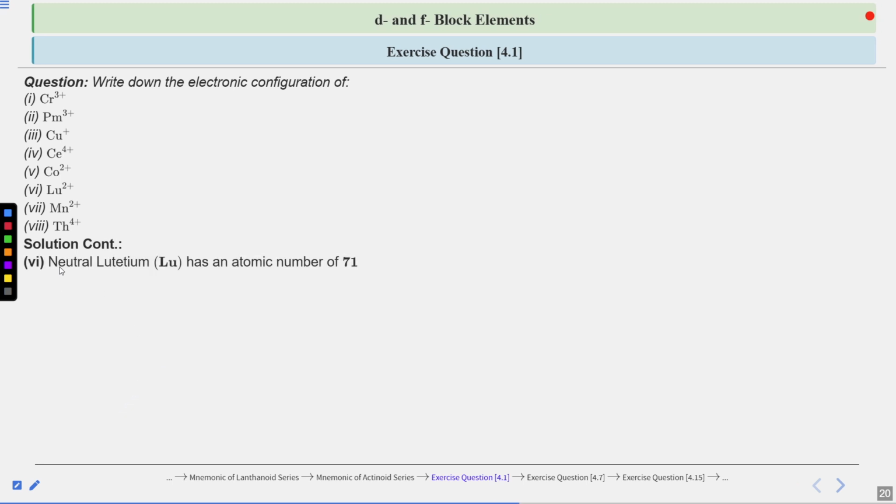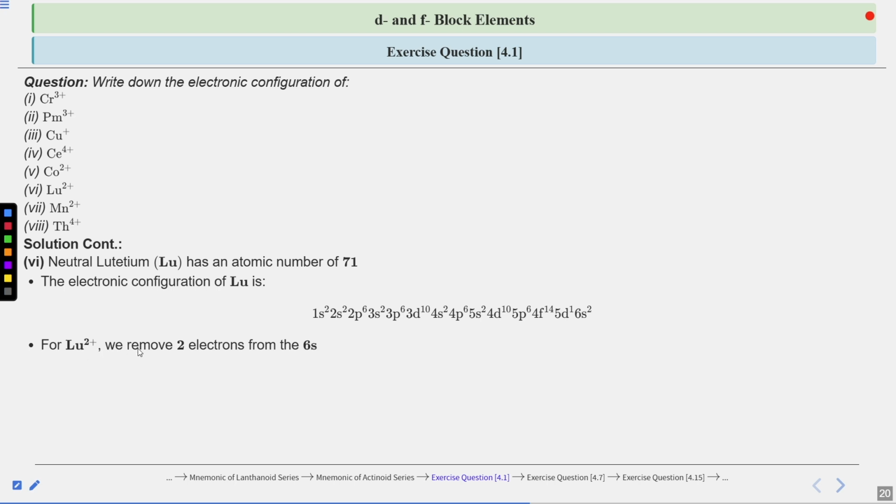Now let's see the sixth part, that is for neutral lutetium. Neutral lutetium has an atomic number of 71. We have to find out the configuration for lutetium 2 positive. So if neutral lutetium has atomic number 71, the electronic configuration of lutetium will be 1s2, 2s2, 2p6, 3s2, 3p6, 3d10, 4s2, 4p6, 5s2, 4d10, 5p6, 4f14, 5d1, 6s2.